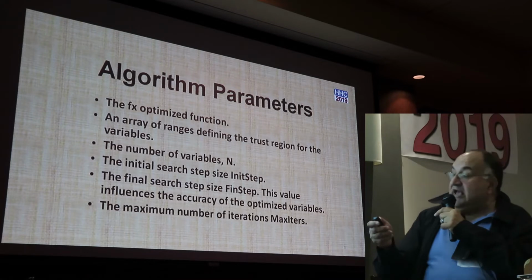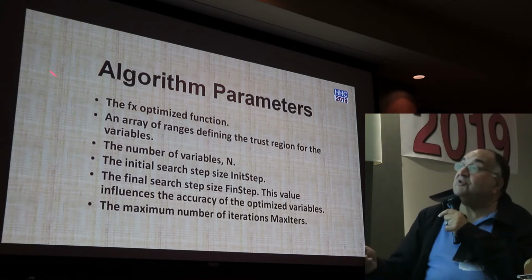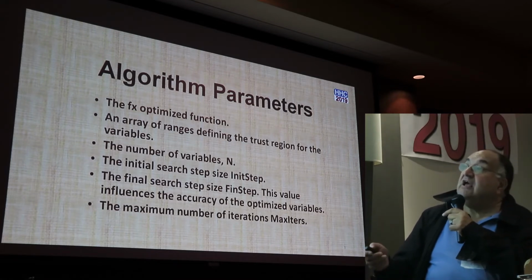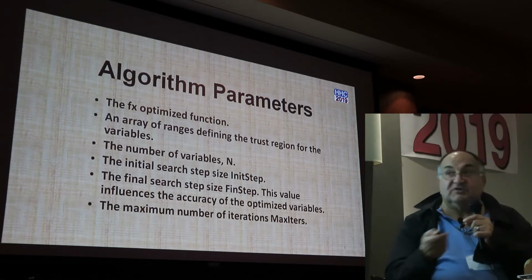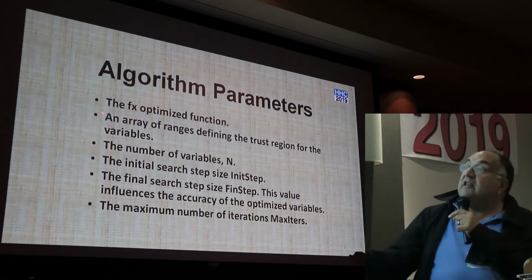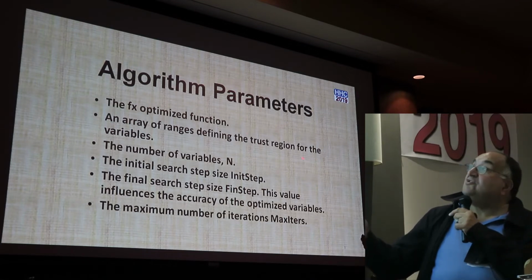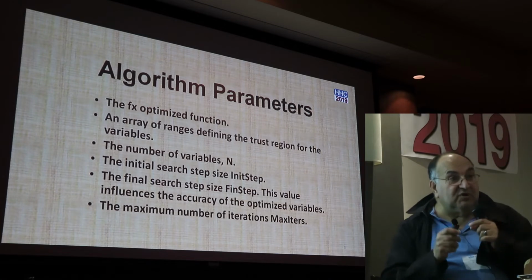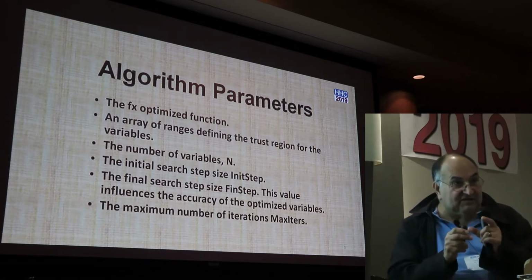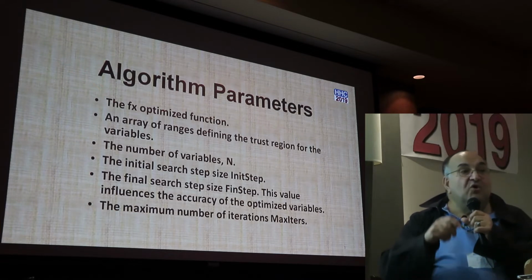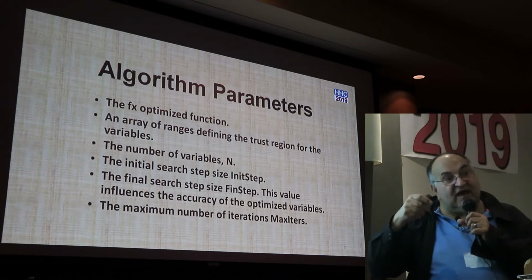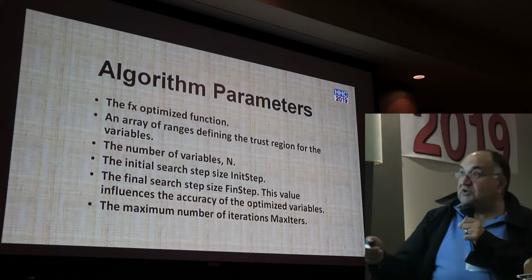So the algorithm has many parameters. First of all is fx, the optimized function that takes an array of variables, and then an array of ranges defining the trust region for the variables. So we know it has to be within these values. Anything outside, we will generate a random value within the trust region.